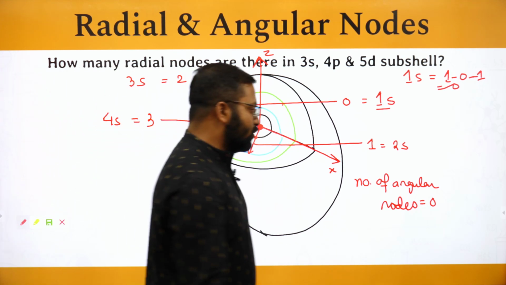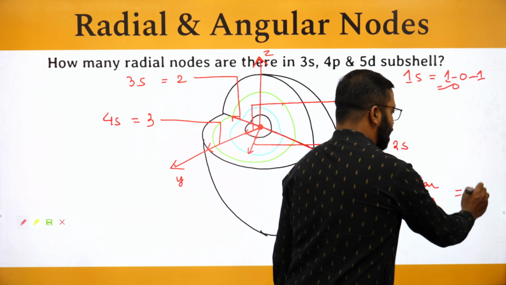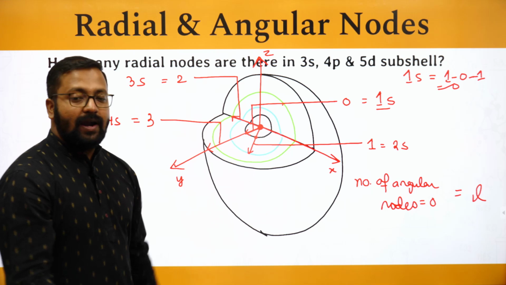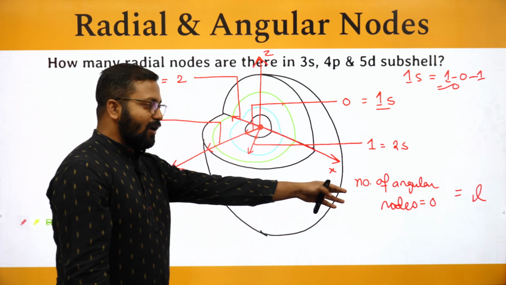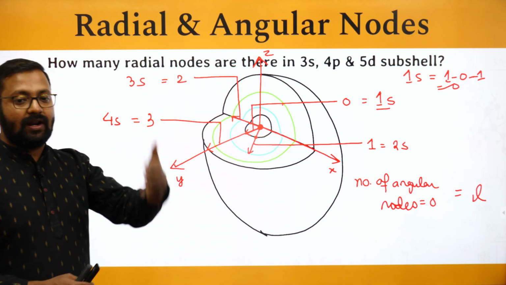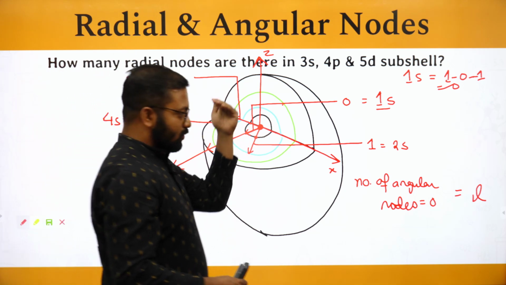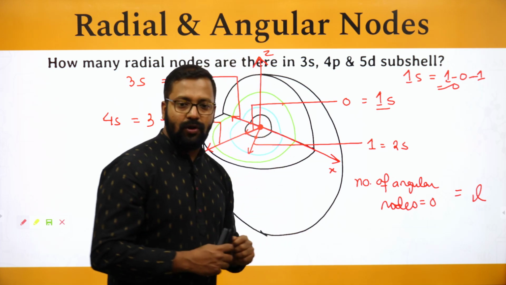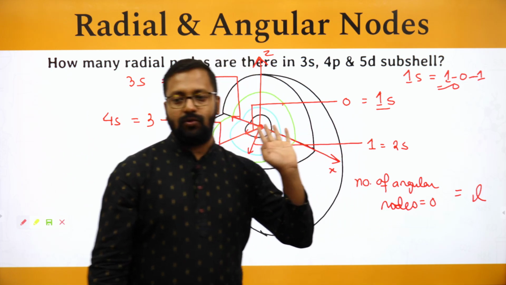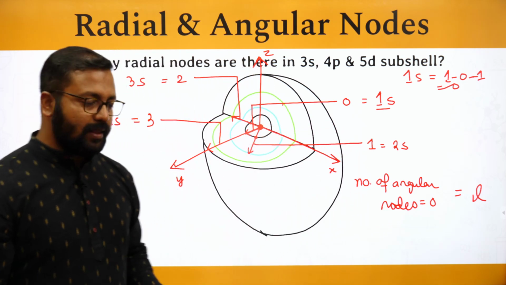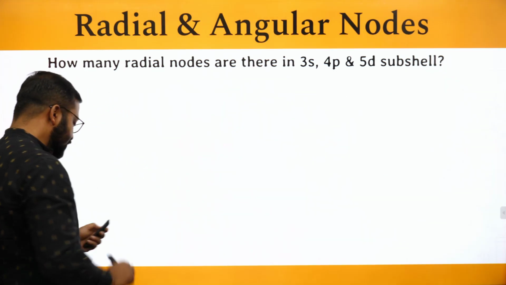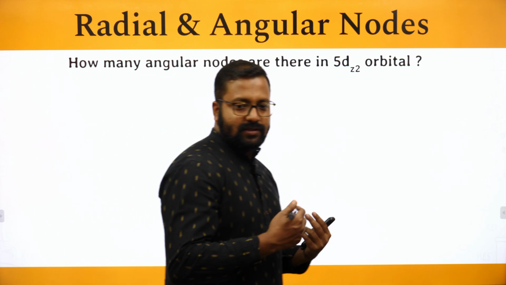Also, the number of angular nodes is given as equal to L, whatever the L value is. The L value for an s orbital is 0, and because of this method, because of the proof that it does not lie on the plane, the number of angular nodes is going to be 0. It's a very, very elegant method. You can try it out for different orbitals.